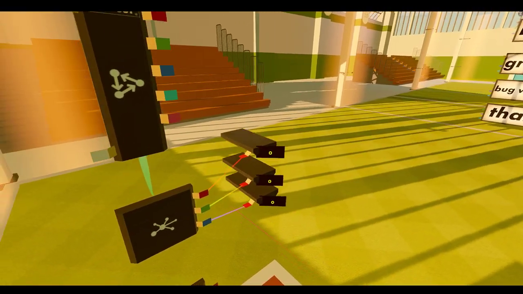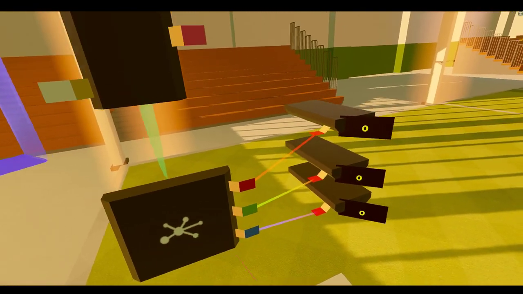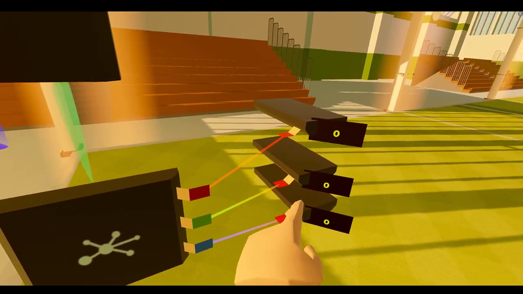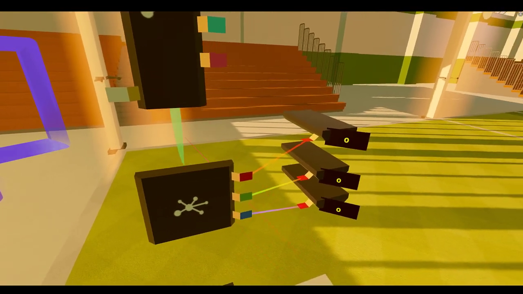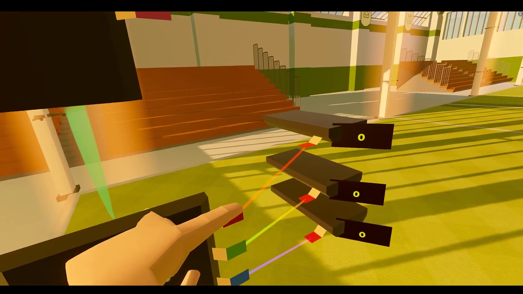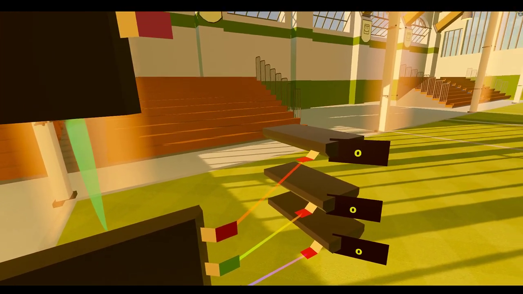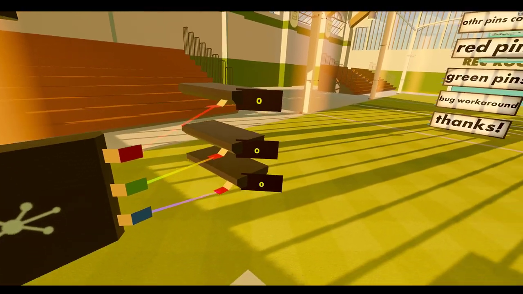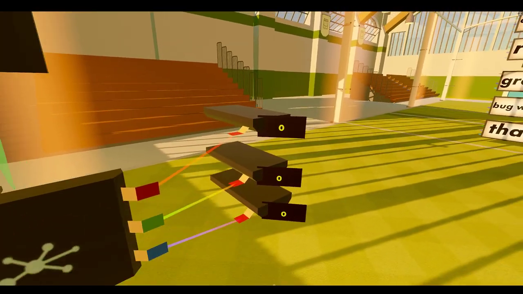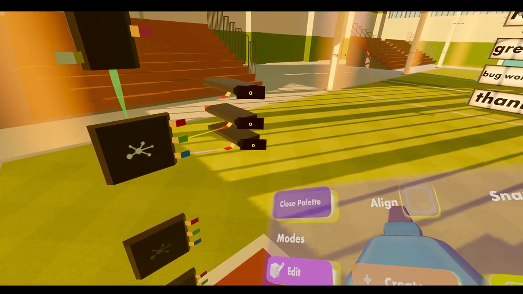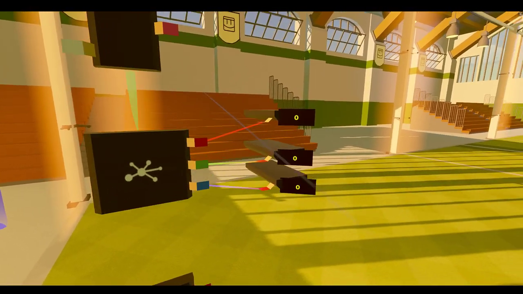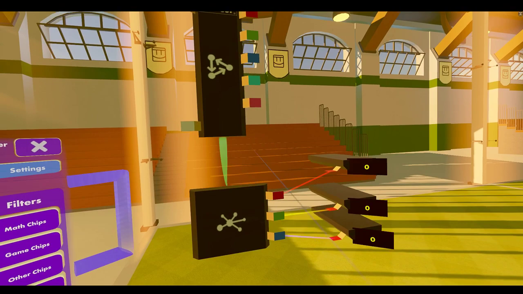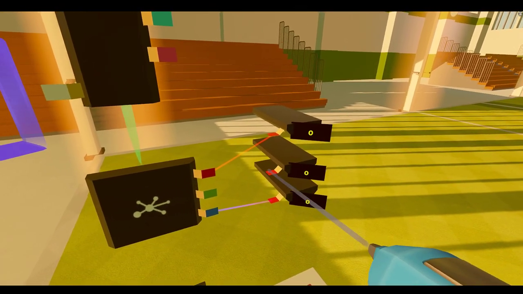But the idea is that on state chips, the green pin will send a signal while it's in the state, whereas red and blue only send a pulse signal for one tick when it enters or when it exits. The green pin continues to send a 1 while it's in the state. So why isn't this one sending a 1?